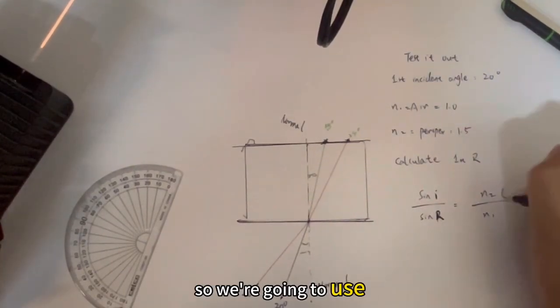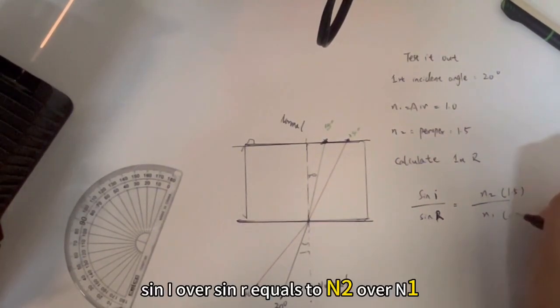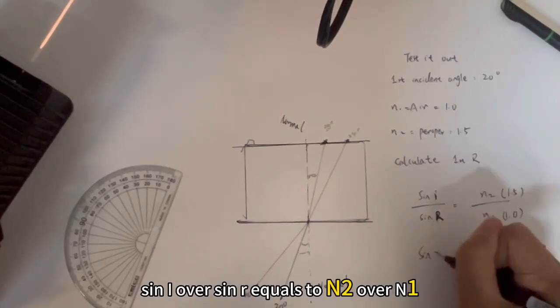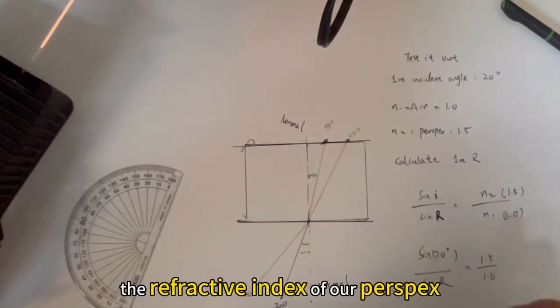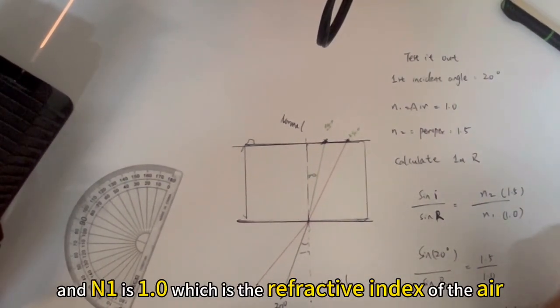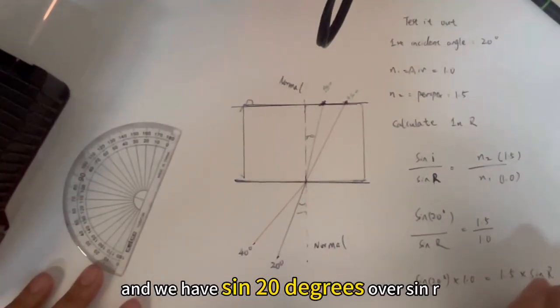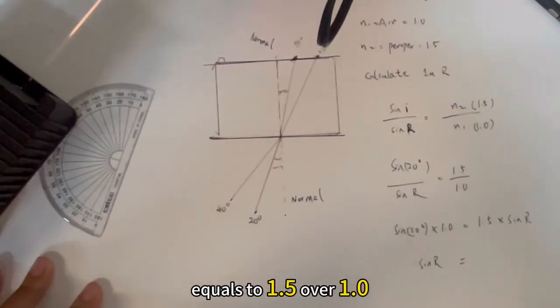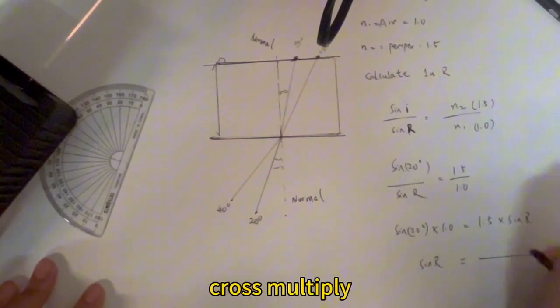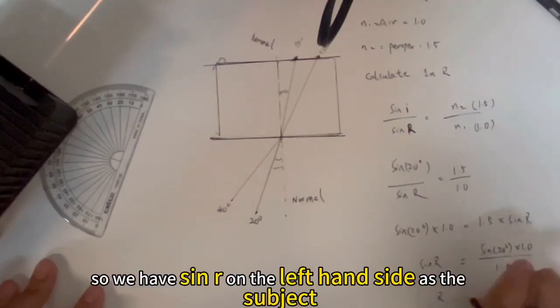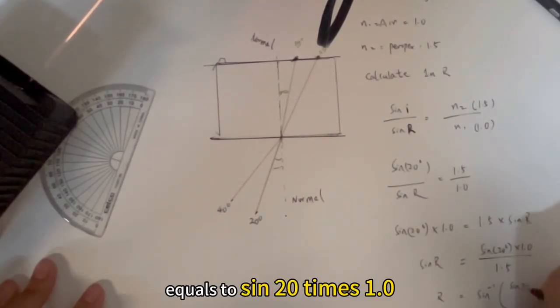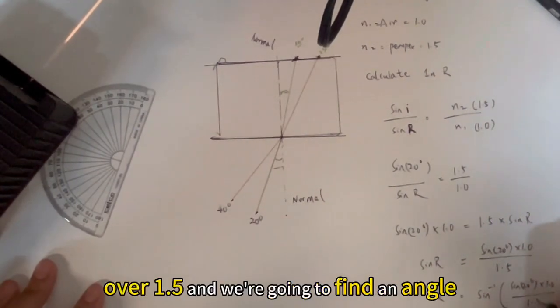So we're going to use sin i over sin r equals n2 over n1. n2 is 1.5, which is the refractive index of our perspex, and n1 is 1.0, which is the refractive index of the air. And we have sin 20 degrees over sin r equals 1.5 over 1.0. Cross multiply, we're going to reformulate this. So we have sin r on the left-hand side as the subject, equals sin 20 times 1.0 over 1.5.